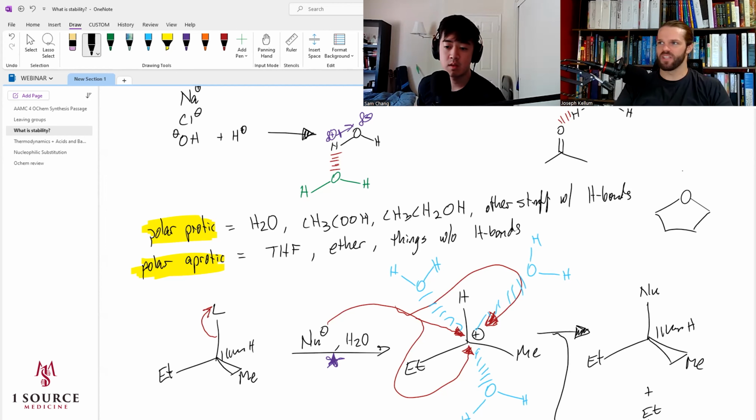And so you can see how it has a dipole across it, right? Negative charge over here, positive charge over here. And so that's what makes it polar, but also aprotic.